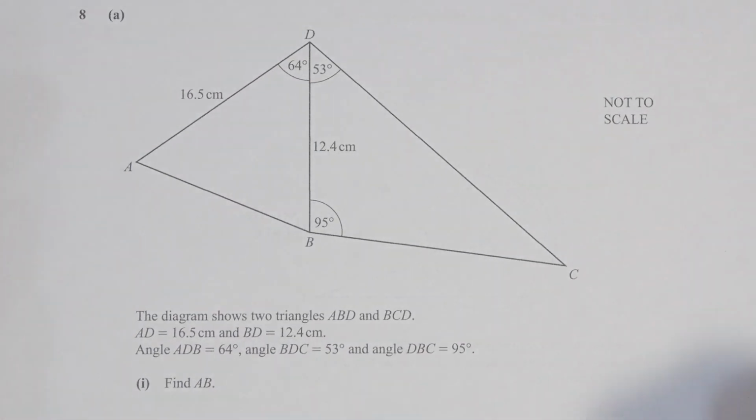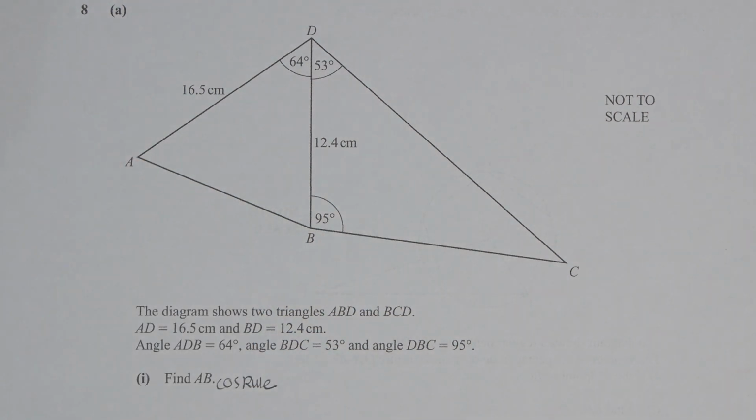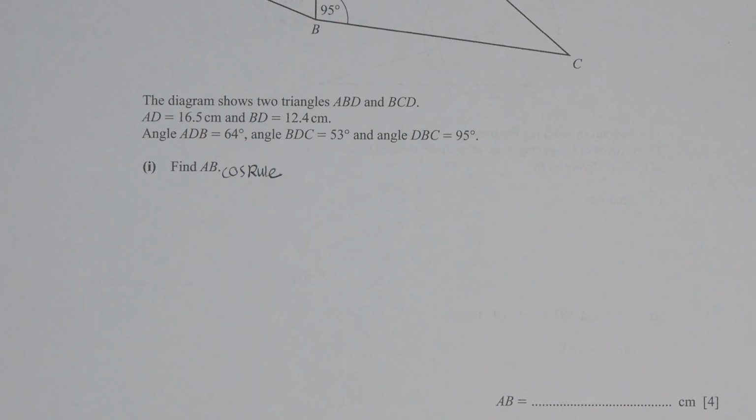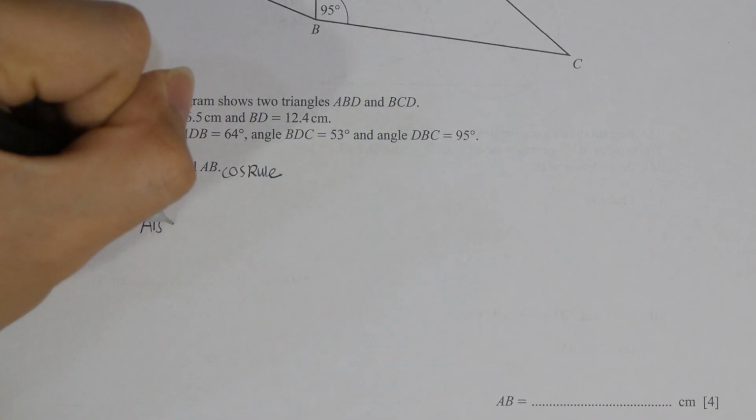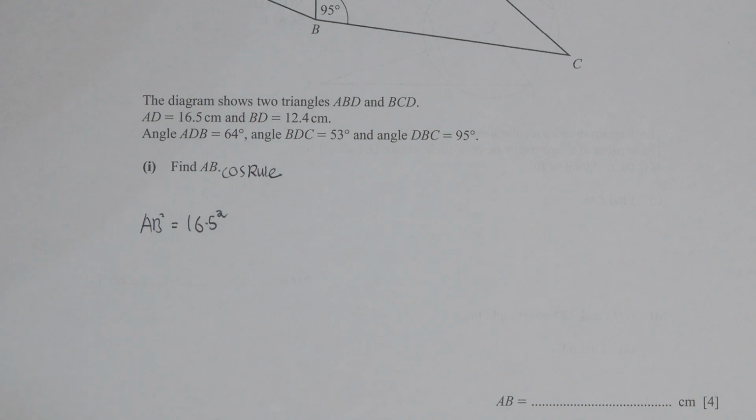Question 12. This is the usual sine rule, cosine rule question. So first one, to find AB, you are actually required to use the cosine rule. By substituting the values into the formula, you will get AB's result as 15.7.